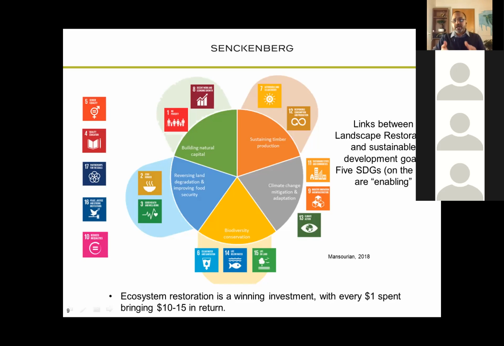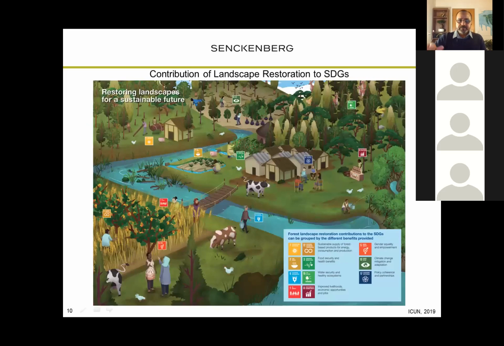Again, I will sum up this slide with one line: ecosystem restoration is a winning investment. With every $1 spent, we bring $10 to $15 in return. And I believe it's much more than that. It's a very cautious estimation, but perhaps it would even be 2 times more than what is written here.